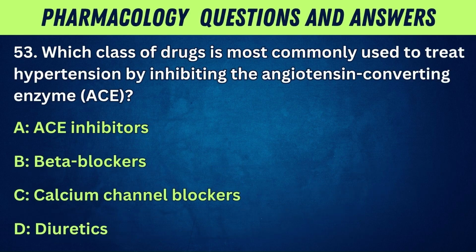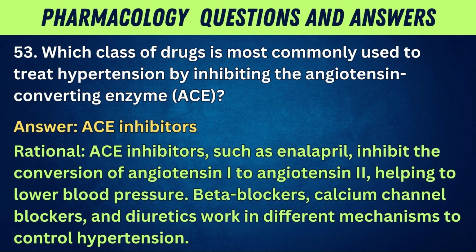53. Which class of drugs is most commonly used to treat hypertension by inhibiting the angiotensin-converting enzyme, ACE? A. ACE inhibitors. B. Beta blockers. C. Calcium channel blockers. D. Diuretics. Answer: ACE inhibitors. Rationale: ACE inhibitors such as enalapril inhibit the conversion of angiotensin I to angiotensin II, helping to lower blood pressure. Beta blockers, calcium channel blockers, and diuretics work through different mechanisms to control hypertension.